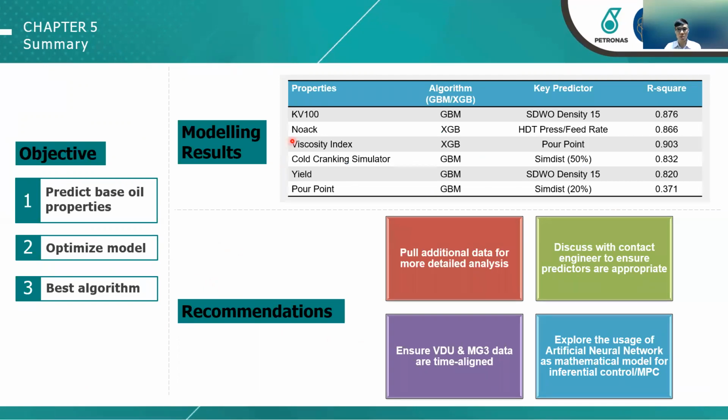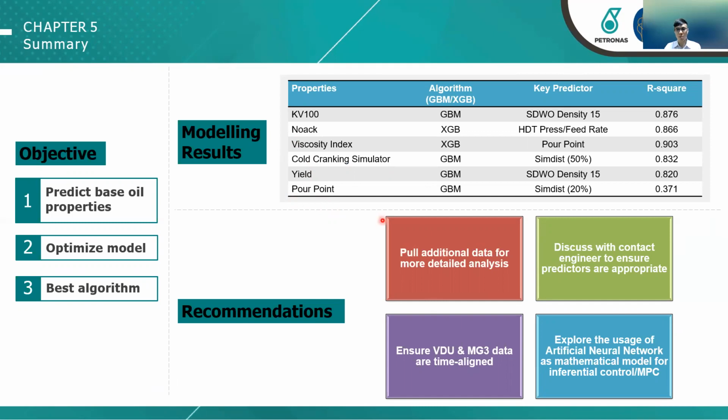The outcome of this work seems to favor the GBM as the more suitable algorithm to predict the base oil properties, with an exception for Noack and viscosity index. Overall, the prediction performance satisfies the criteria set by Petronas, which require an R-square of 0.8 and above, only pour point being the exception here.